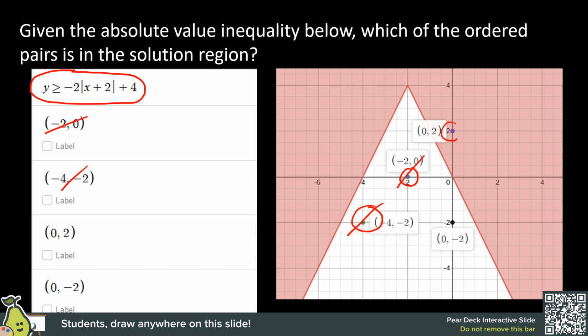0, 2, yeah, this looks like it could be it. Let's see, 0, -2, this guy is not in the shaded region, so this guy is a no. So yeah, our answer here is 0, 2. We're just looking for what is in the shaded region, which satisfies the equation. Okay.